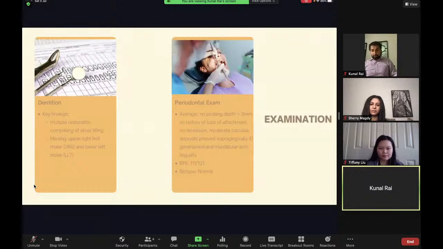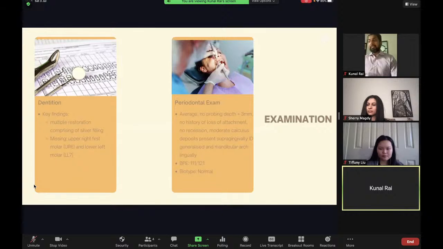I'm not going to bore you guys with his dentition, but I'm just going to tell you about some key findings. He had multiple restorations, which comprise of silver fillings. Silver fillings are basically amalgam. And he had some missing teeth. In the UK, we use notations such as upper right 6, lower left 7. All around the world, different notation. You may know it by numbers. It could be 16, it could be 37.